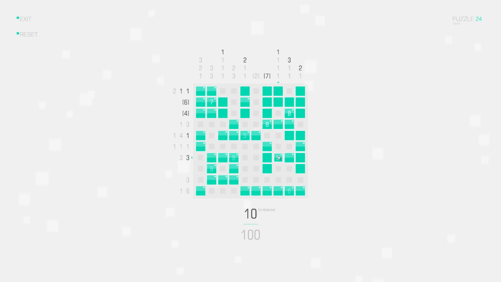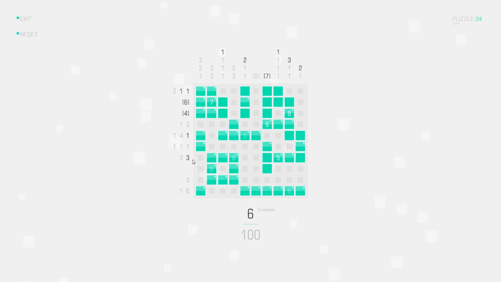I think I have to do something with this 5 here, because I don't really have anything more to work with in the columns. Oh yes, here I have something to work with. I need 2 connected squares here, and they can only be positioned like this or like that. So I can delete these squares and this one. Yes, right.